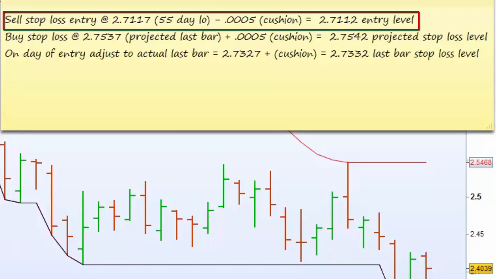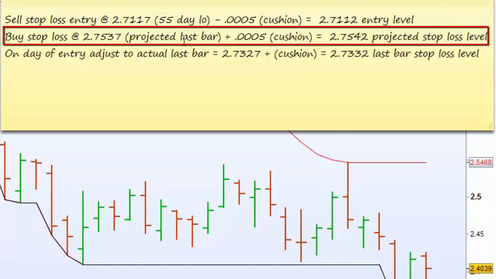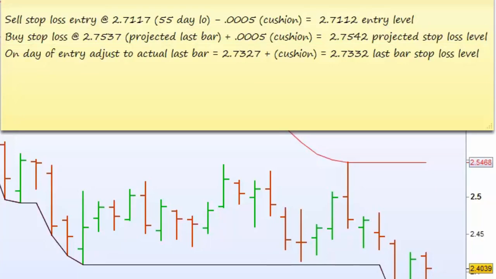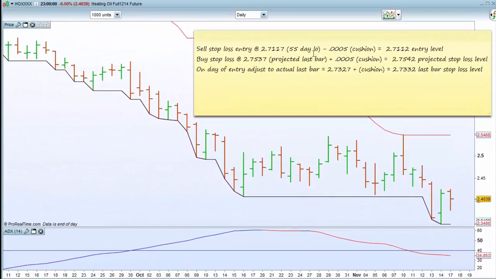So the entry level would be 2.7112, which you see here. Your stop loss would be the projected last bar of that day, which is 2.7537 plus the cushion, 0.0005. So your projected stop loss on that day would be 2.7542. And on the actual day that you break out, this next day, you adjust the stop loss to the actual high of that day, which is 2.7327 plus the cushion for 2.7332. Okay, so we're in that market now.